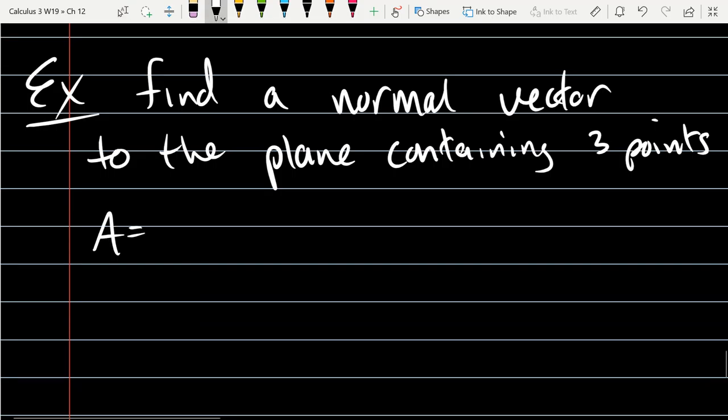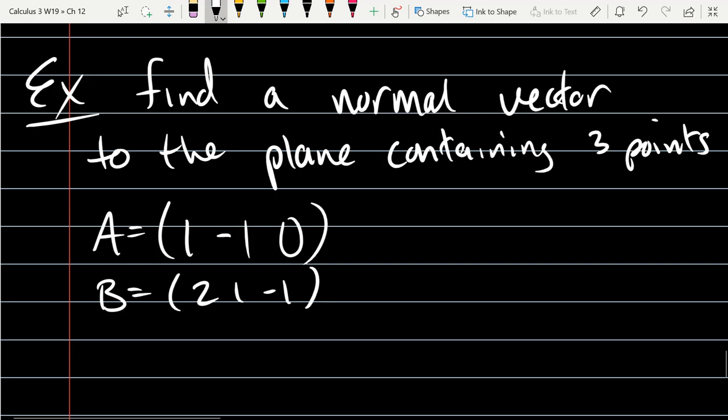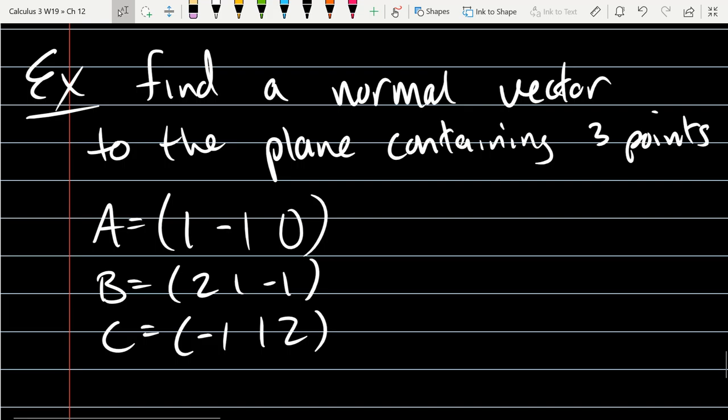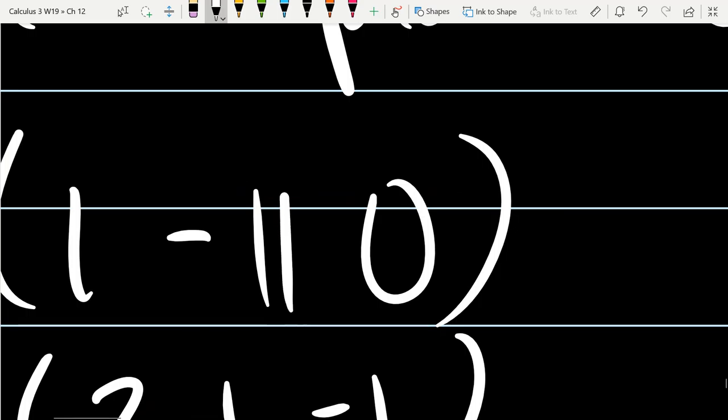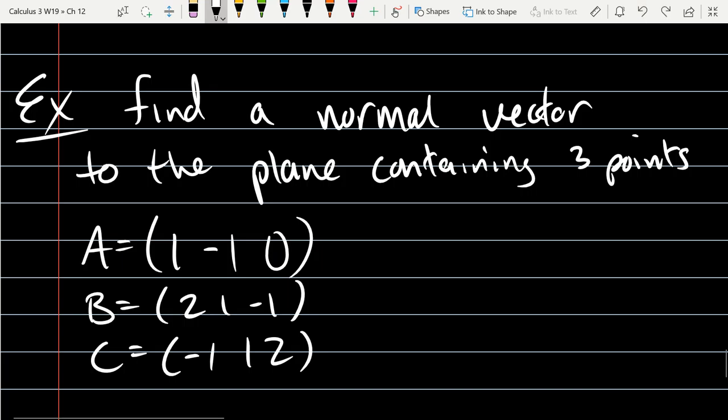So our 3 points: point A will be 1, negative 1, 0. Point B will be 2, 1, negative 1. And C, negative 1, 1, 2. You can absolutely use commas, especially if any of your numbers had two digits in them. For example, if my point A was 1, negative 11, 0, maybe that 1 is negative 11, or maybe the 1 is part of the 10, in which case you better use commas. But if it's just single integer values, you don't necessarily have to use commas all the time.